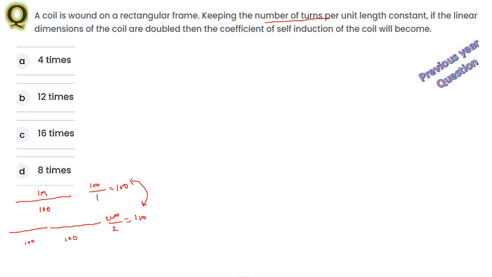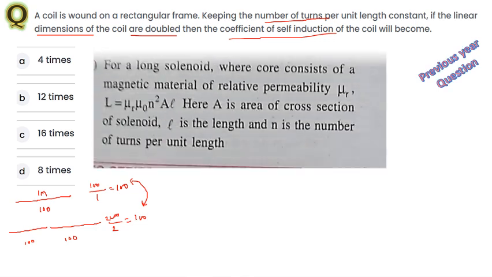So in this case what they have mentioned is that the linear dimensions of the coil are doubled. Hope you remember, linear dimension in this case means length and breadth. Consider that the linear dimensions of the coil are doubled, then the coefficient of self induction. Now in that case we just go through some part of this.